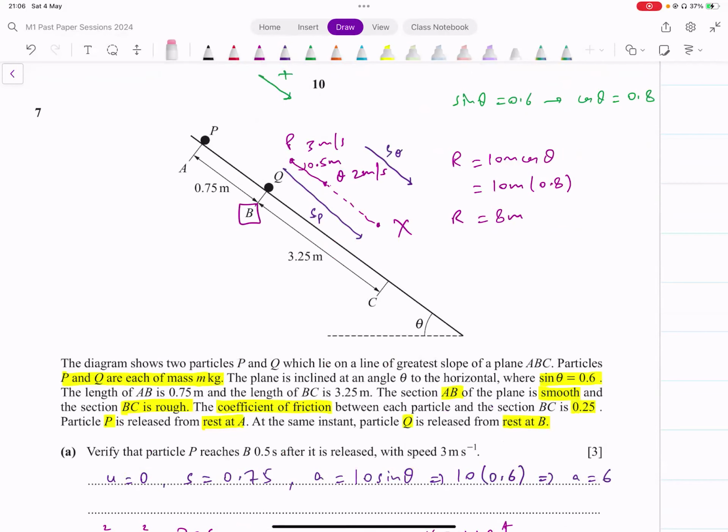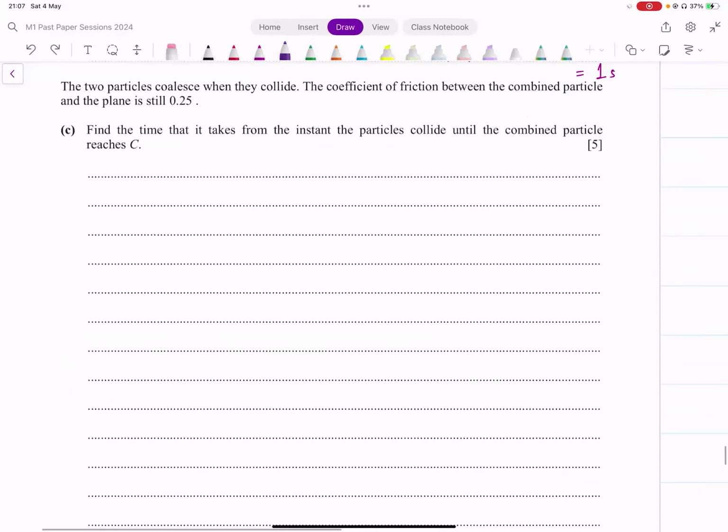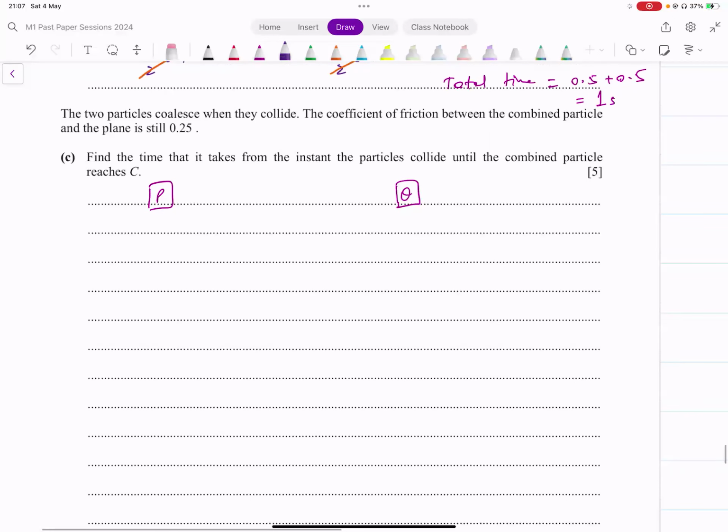So now we have reached the point X, right? X is the point where this collision happens. We need to find the speed of that combined particle just after collision, right? How do you find that? We have to find the final velocity of P and the final velocity of Q at that point of collision. So let's find that first of all. So from B to X, what did we know about P and Q, both the particles? We knew that initial velocity for P was 3 and initial velocity for Q was 2.